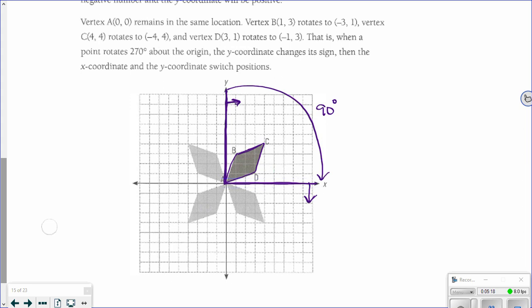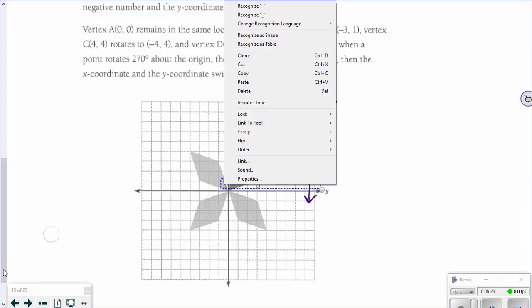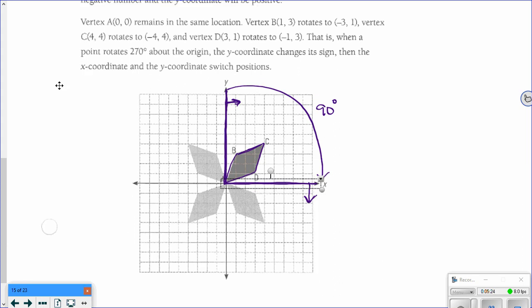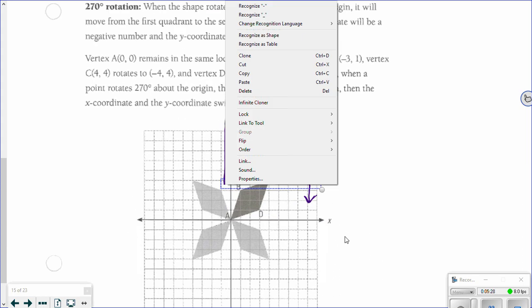I'm turning it, see if they'll let me do this. Maybe it won't. No, it won't let me rotate it.